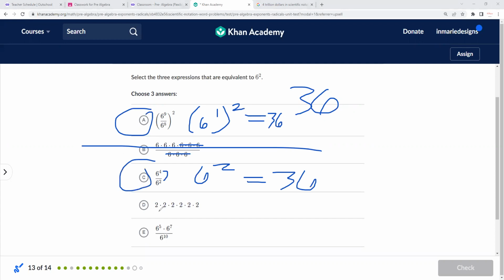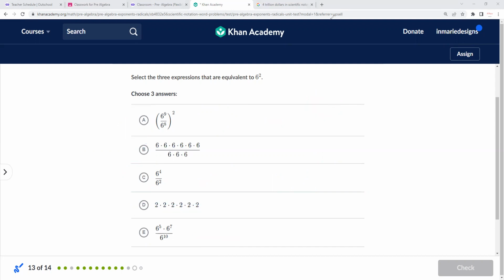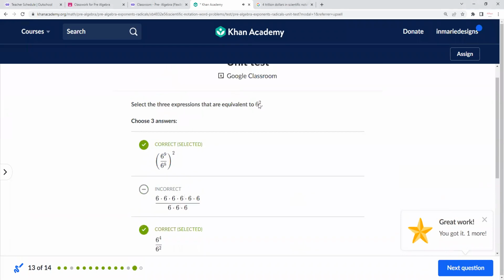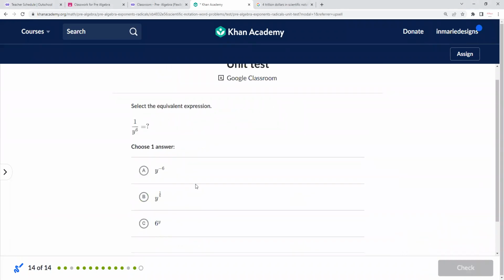Okay, I would put that in my calculator. Basically, this is 2 to the 6th power. 2 to the 6th power is 64. That does not work. If you were to multiply exponents, rules of multiplying, you would add them. And then rules of dividing, you subtract. That one also works. So A, C, and E all are equal to 6 to the second power, which is 36. Those are equivalent expressions.